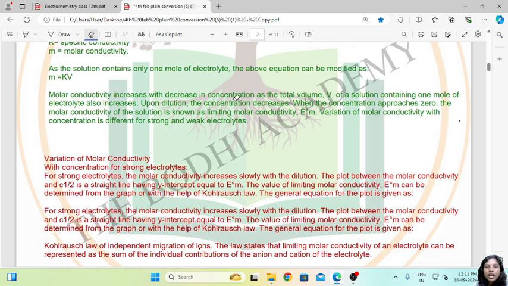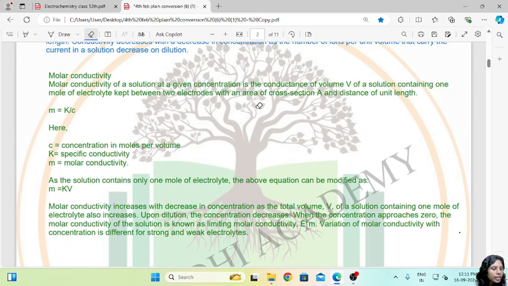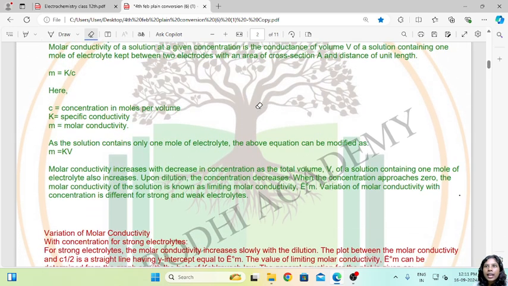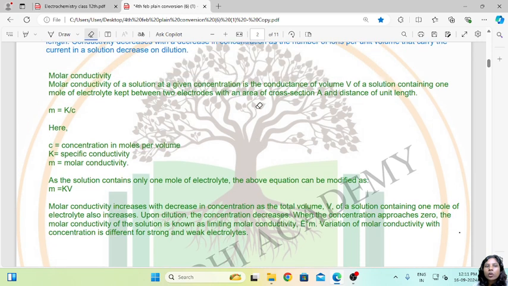Upon dilution, the concentration decreases and approaches 0. So when we talk in terms of dilution, we are talking more about molar conductivity.